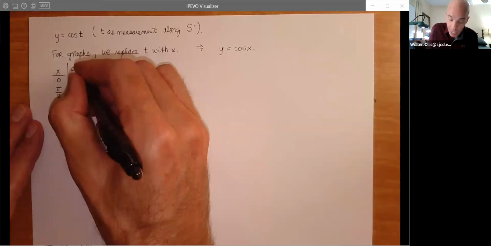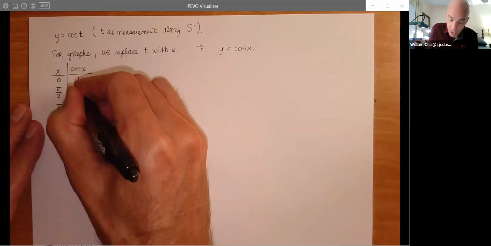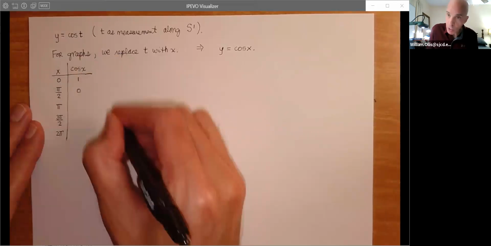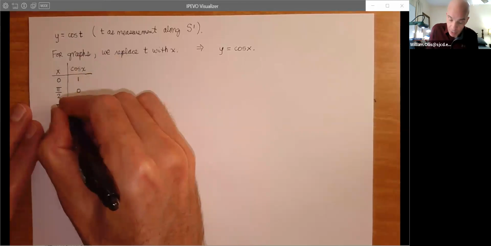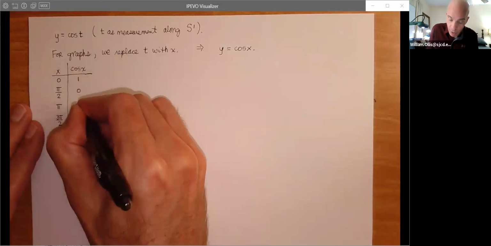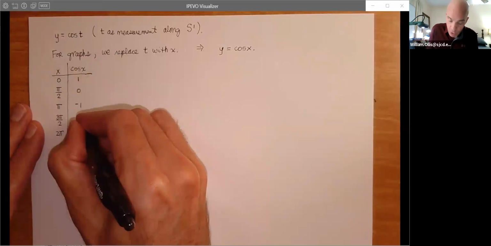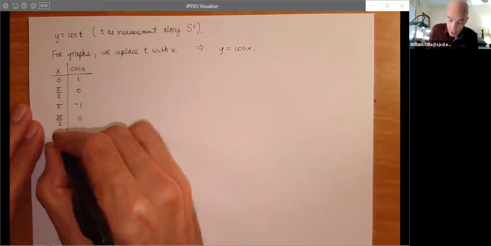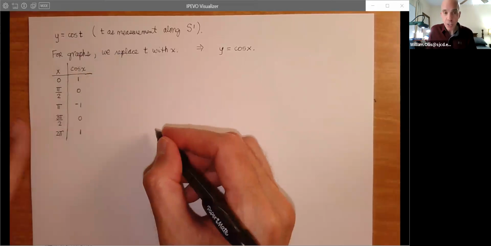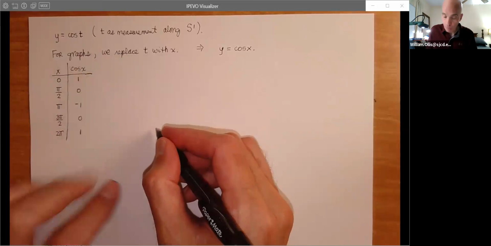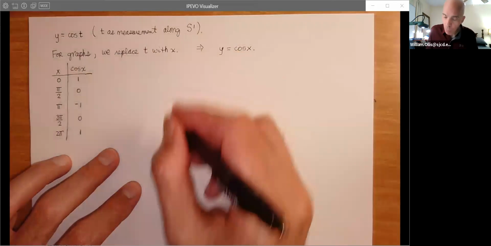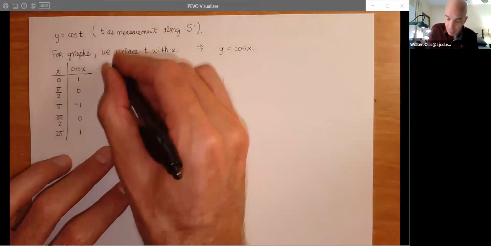Of course, cosine of 0 is 1. Cosine of pi over 2 is 0, just using the unit circle. Cosine of pi is -1. Cosine of 3 pi over 2 is 0. And then, of course, cosine of 2 pi is 1. So that's just looping around the unit circle. So now I want to make a comment here.